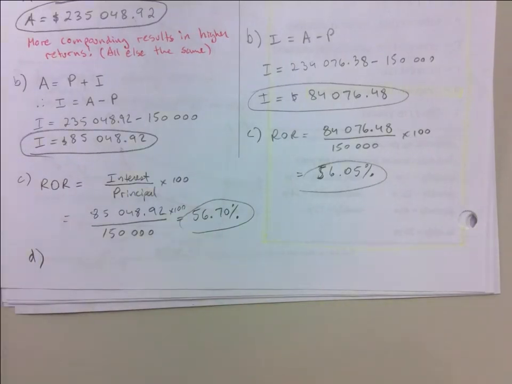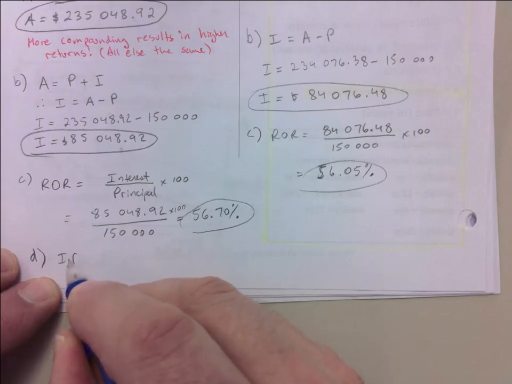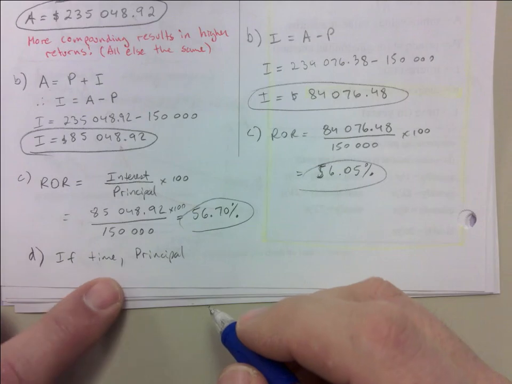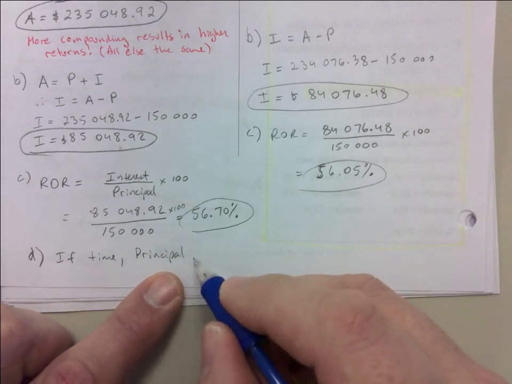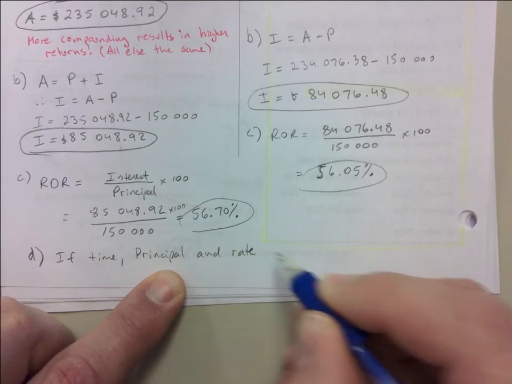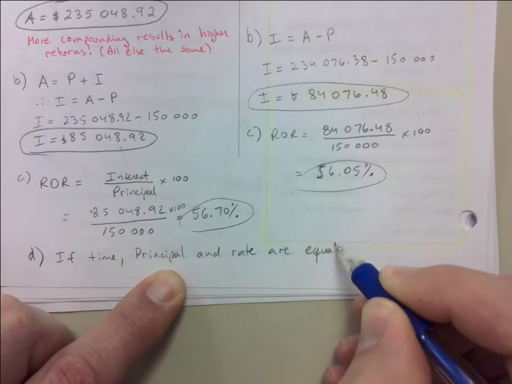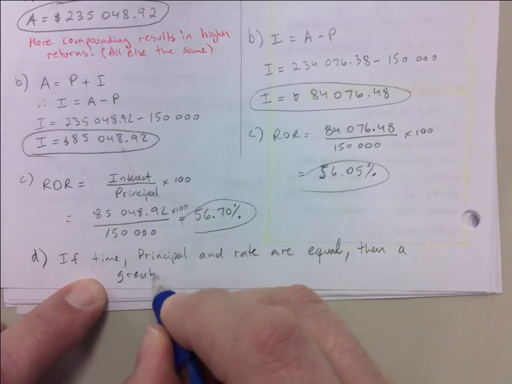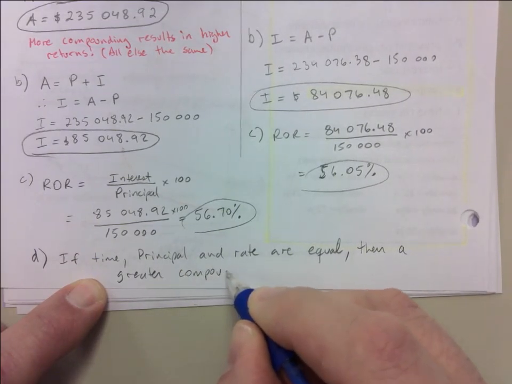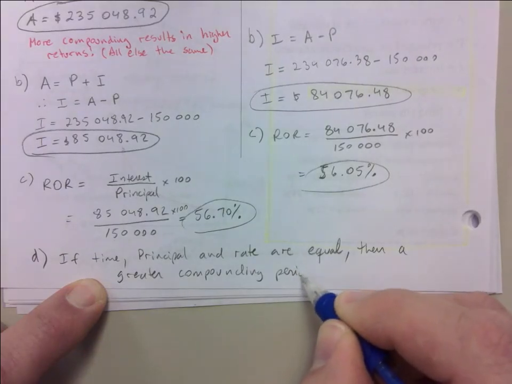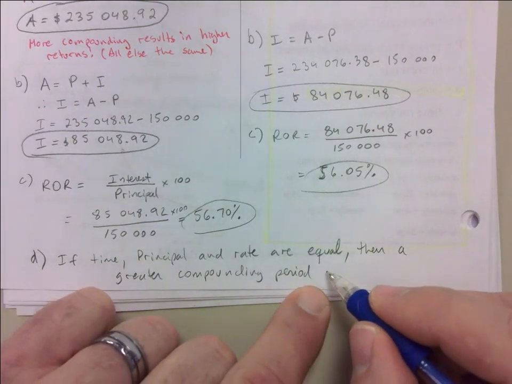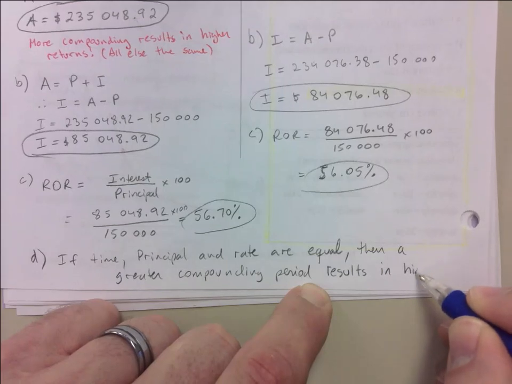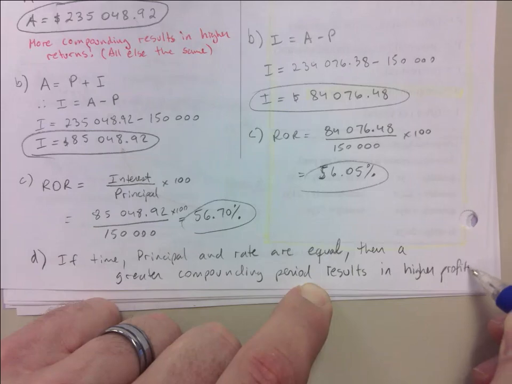D, what can we conclude? We kind of did this already. If time, principal, and rate are equal, then a greater compounding period results in higher profits. This is for investments, okay?